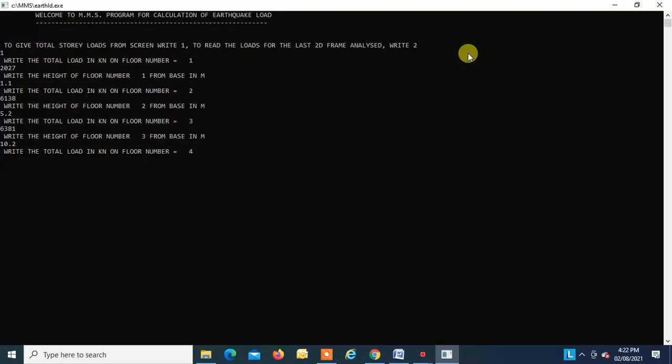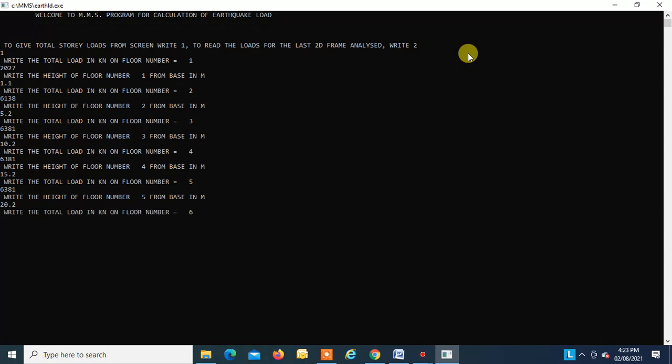Then the total load on floor number 4 is 6381, and its height is 15.2. Again 6381, height is 20.2. Again the load is 6381, height is 25.2. And on the terrace level the load is 5597 and height is 30.2.